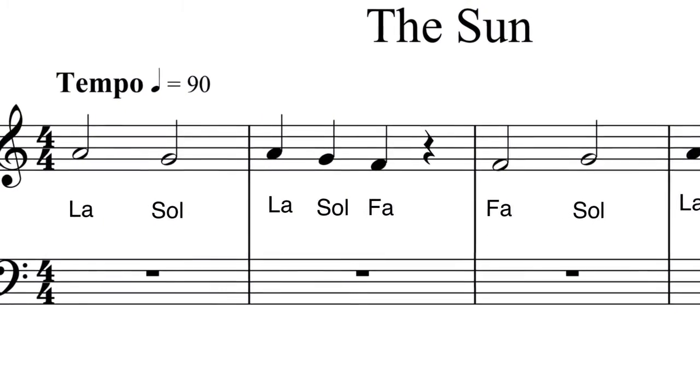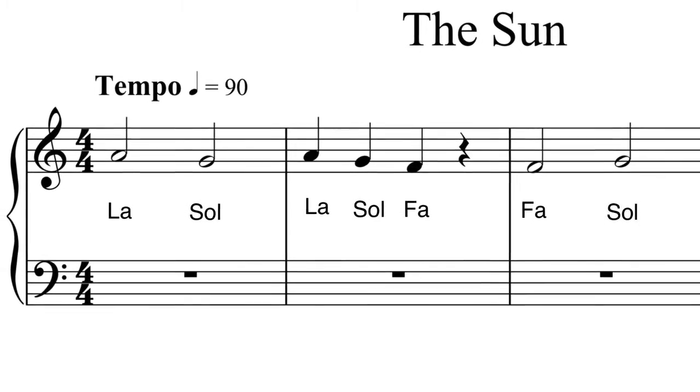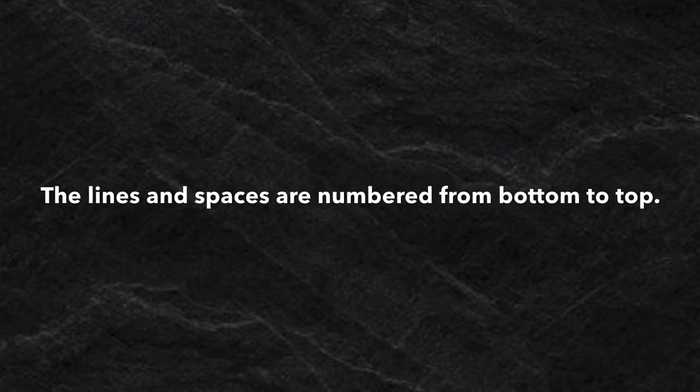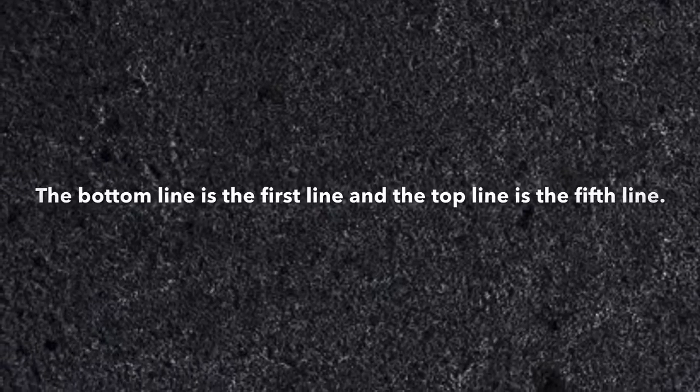Here you can see different notes. Each has a unique name. The lines and spaces are numbered from bottom to top. The bottom line is the first line, and the top line is the 5th line.